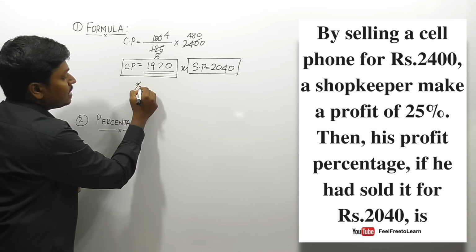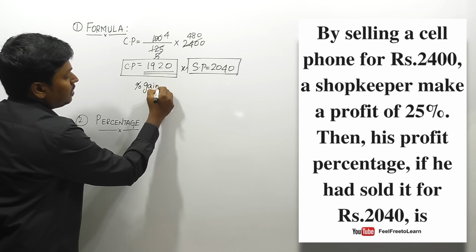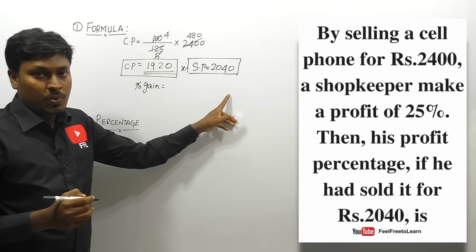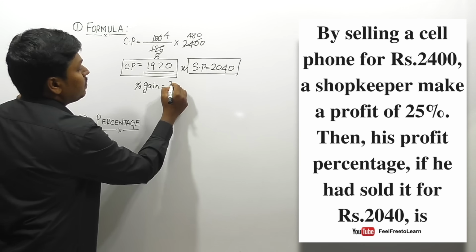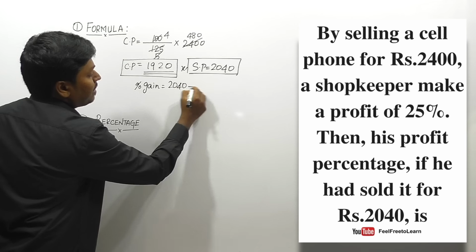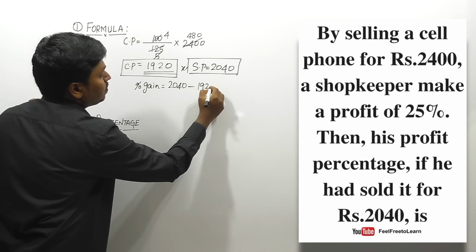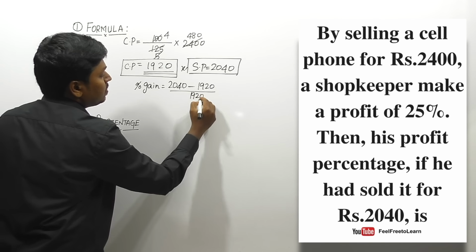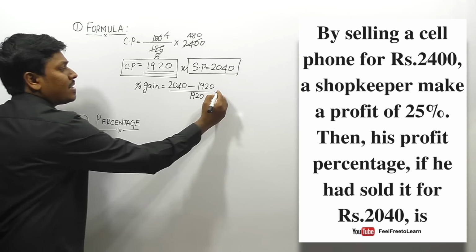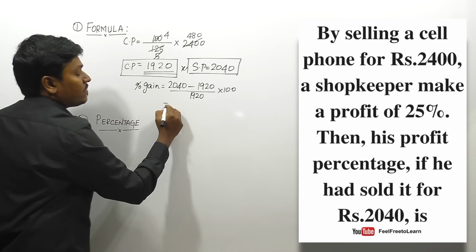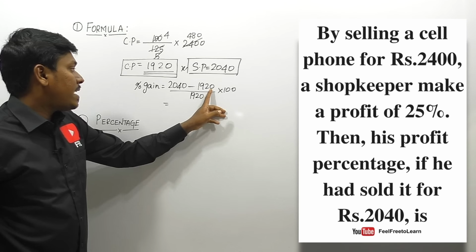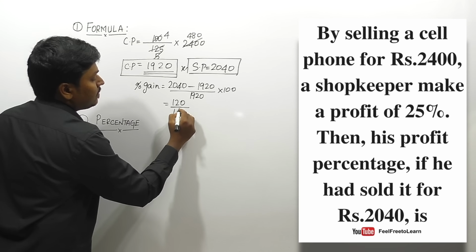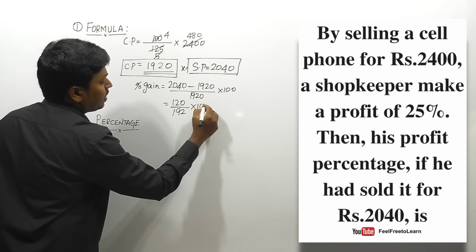So the gain percentage formula will be selling price minus cost price divided by cost price into 100. Here the selling price will be 2040 minus the cost price of 1920, divided by the cost price, which is 1920. So friends, now we need to cancel this, right? Into 100. So first of all we need to take the difference. Here it is 80, here it is 40, so 120 will be the difference. So 120 divided by 192 into 100.